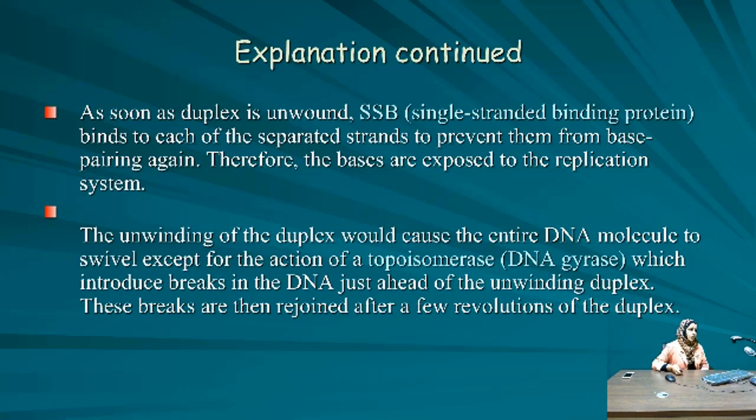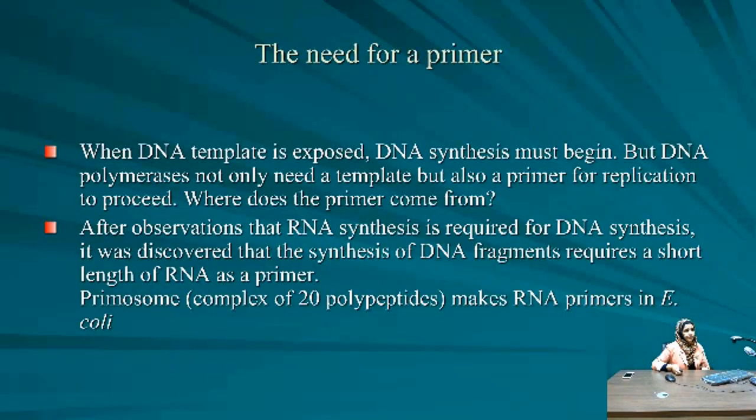The unwinding of the double helix or duplex would cause the entire DNA molecule to swivel, except for the action of a topoisomerase, DNA gyrase, which introduces breaks in the DNA just ahead of the unwinding duplex. These breaks are then rejoined after a few revolutions of the duplex.